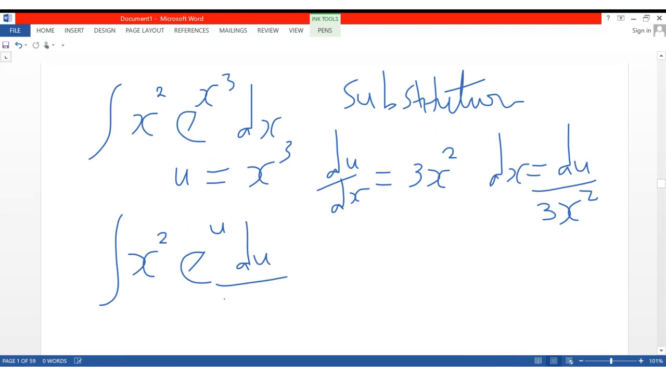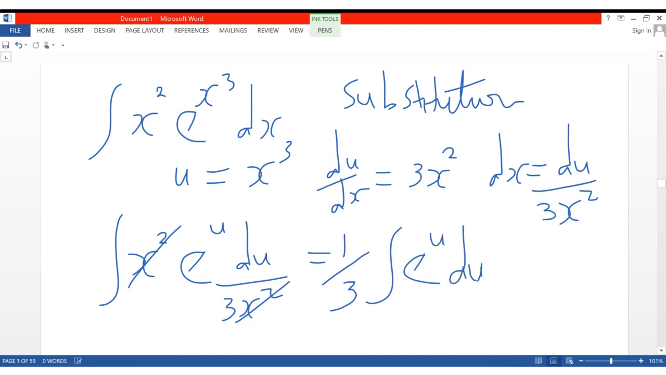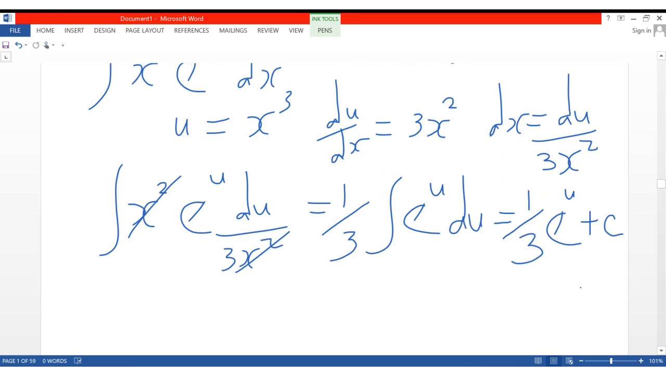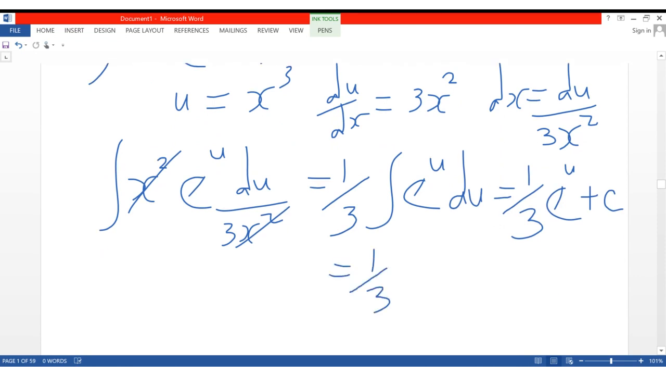So I cancel that one and I cancel. So the 1 over 3 is not playing any part. So exponential u du. When you integrate exponential, you still get exponential plus c. But what is my u? My u was x to the power 3. So I should end up with 1 over 3 exponential x to the power 3 plus c.